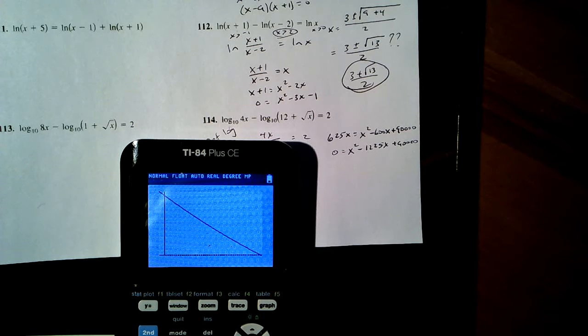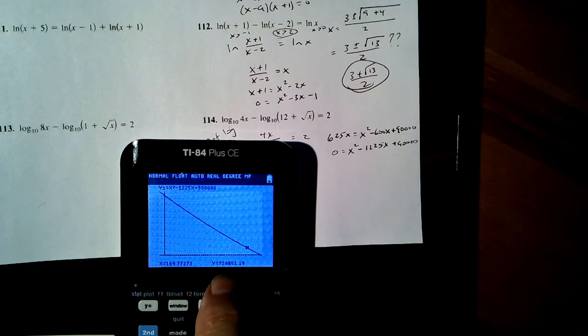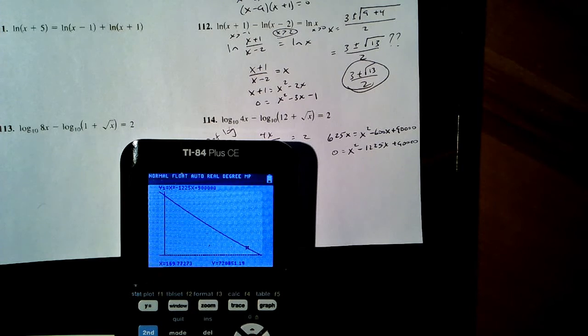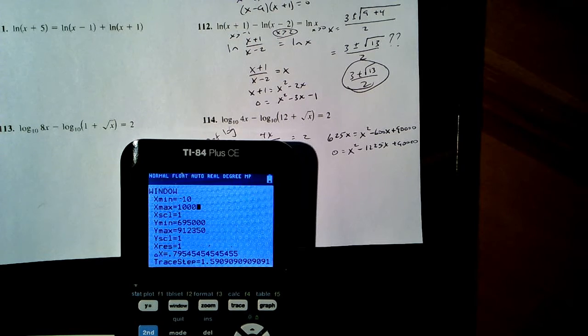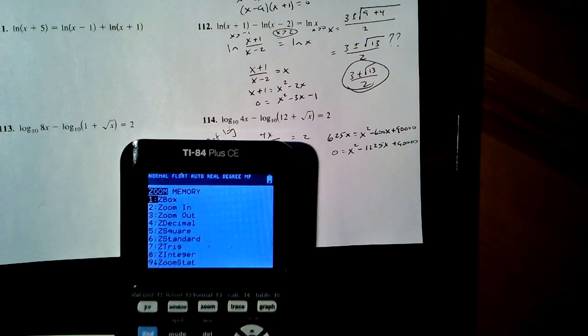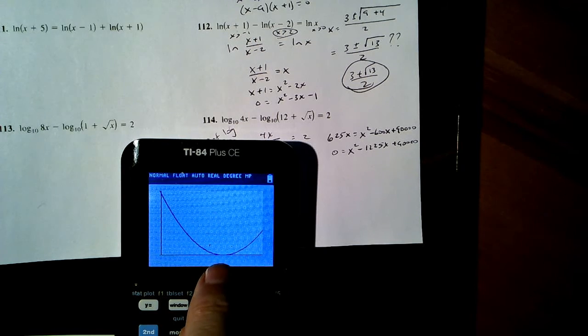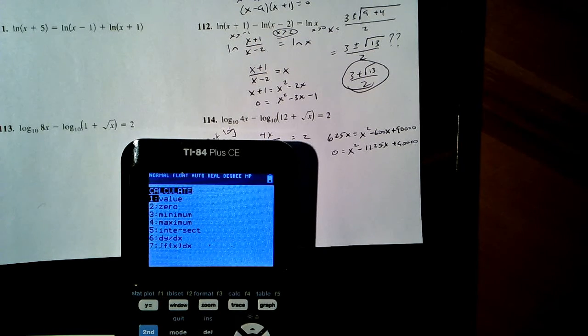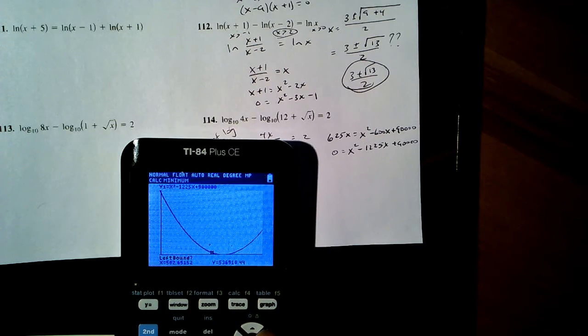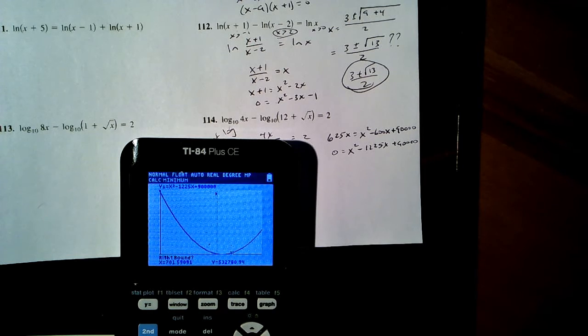Oh, we're starting to see some curve there. But if I trace this thing, we're still way above 0. So let's see what happens. I'm going to go to window, I'm going to go to 1000. Zoom fit. Oh wow, 1000 got us to bottom out here. Let's go second calc, minimum. Let's see what the minimum is between here and there.